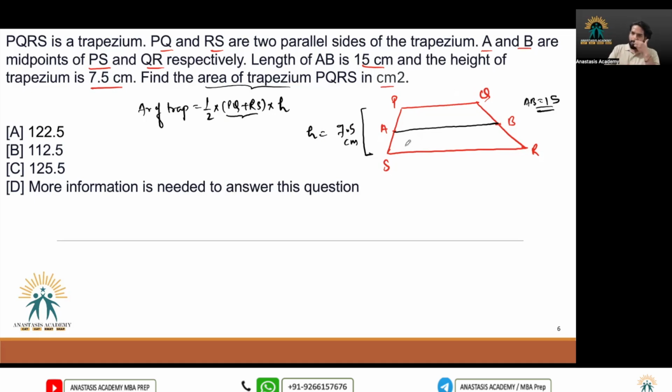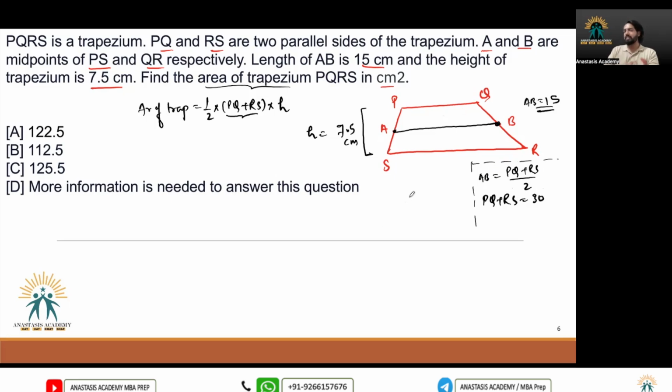Now, if you know this concept that when you join the midpoints of the non-parallel sides of a trapezium, this length AB is the mean of these two lengths, right? I'm writing it separately. What is the concept? If I join the midpoints of non-parallel sides of a trapezium, the length of this side AB is the mean of parallel sides, right? So PQ plus RS by 2. So from here I get PQ plus RS is equal to 2 times AB, which is 30.